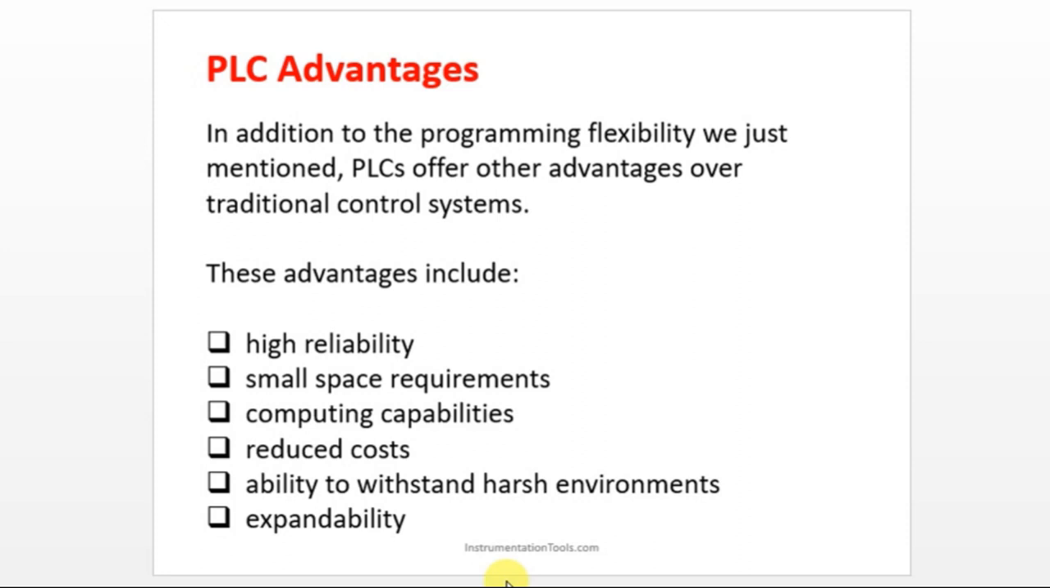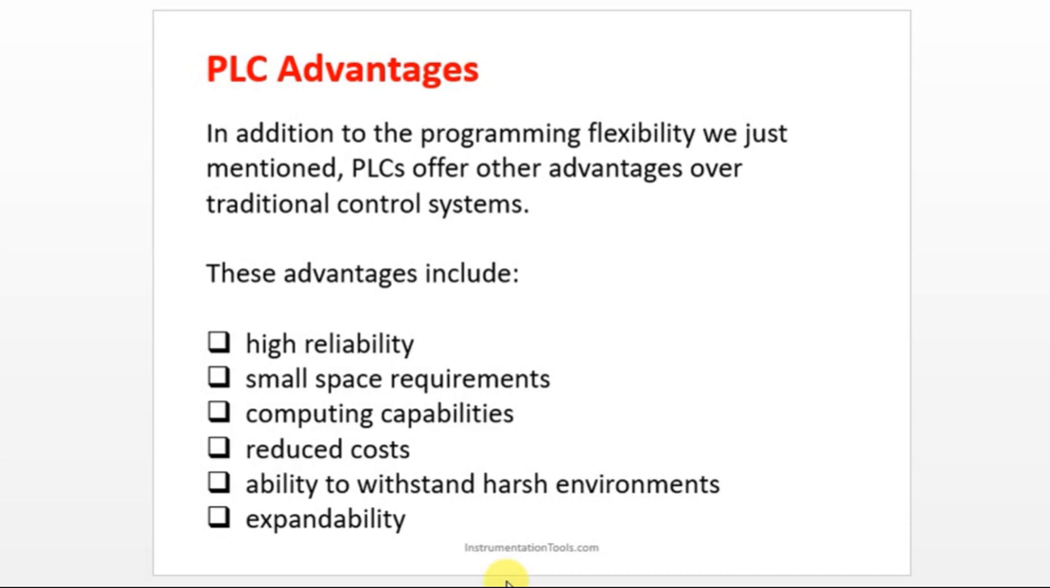So why are we using PLC? It offers more advantages over the traditional control system, especially the relay control system. It has high reliability compared to the previous control systems. The space requirement is very small, and it reduces the cost compared to the relay control system, because troubleshooting a relay system is really very tough, but in PLC you are able to troubleshoot within 10 minutes.